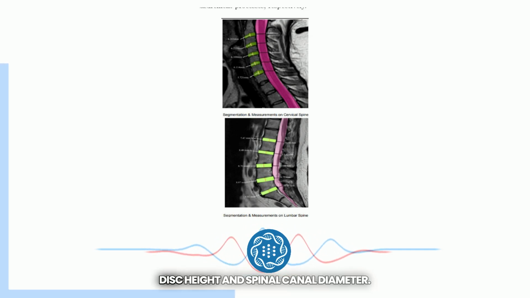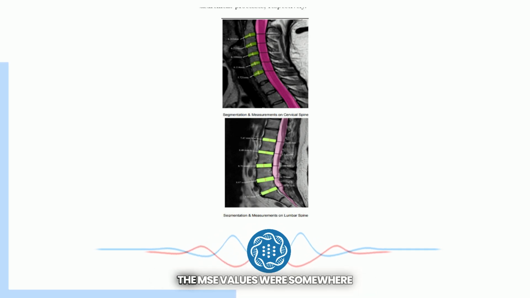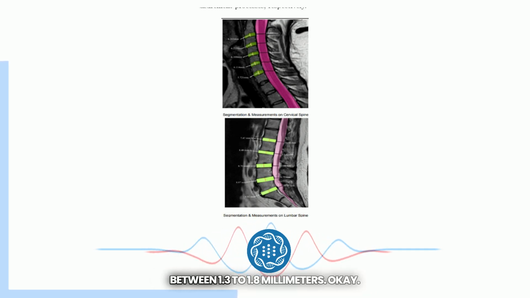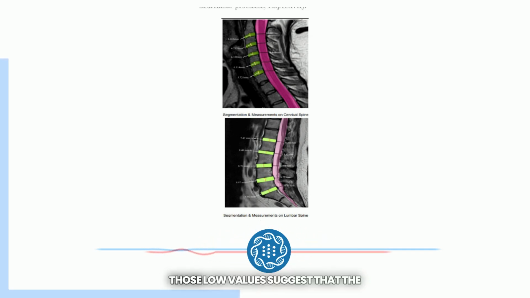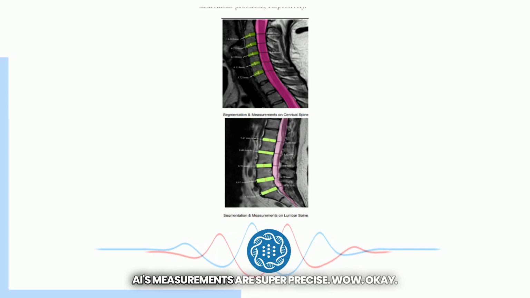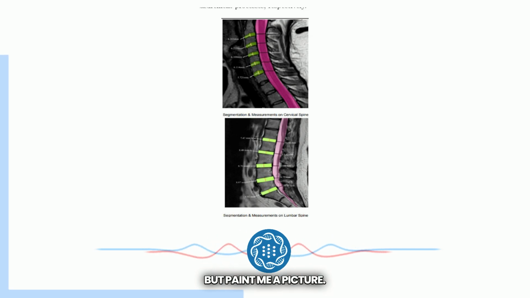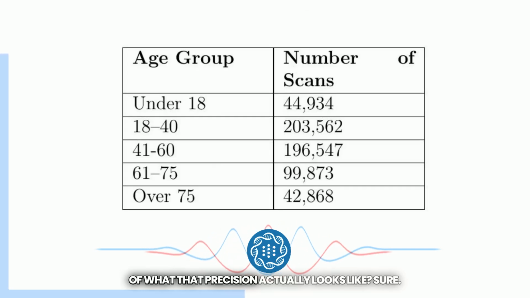For things like disc height and spinal canal diameter, the MSE values were somewhere between 1.3 to 1.8 millimeters squared. Okay, and that's considered good. Very good. Those low values suggest that the AI's measurements are super precise. Wow, okay, numbers are great, but paint me a picture. Can you give me some specific examples of what that precision actually looks like?